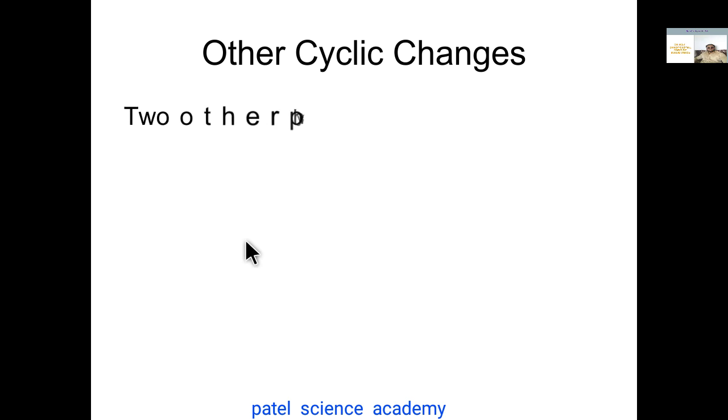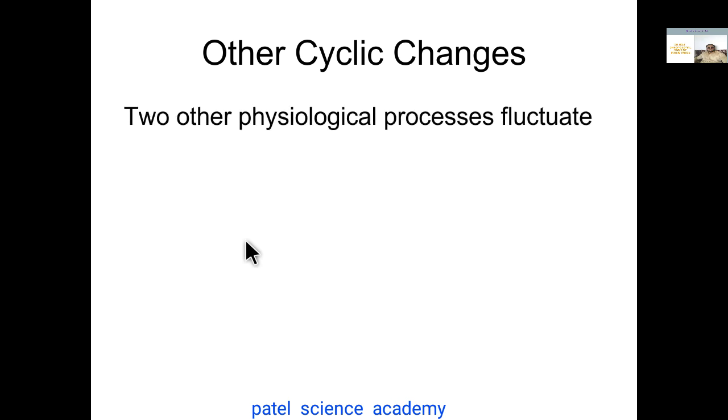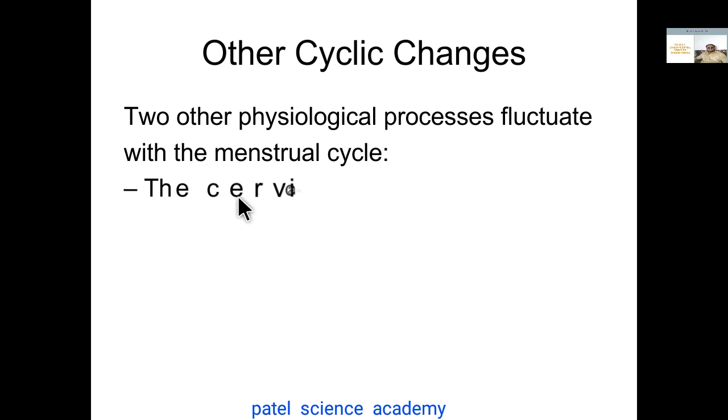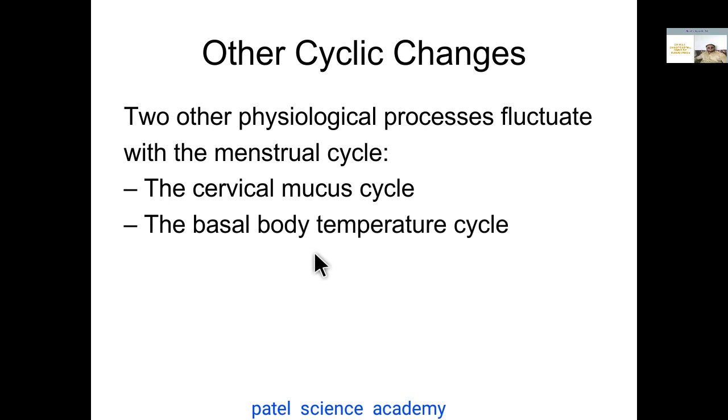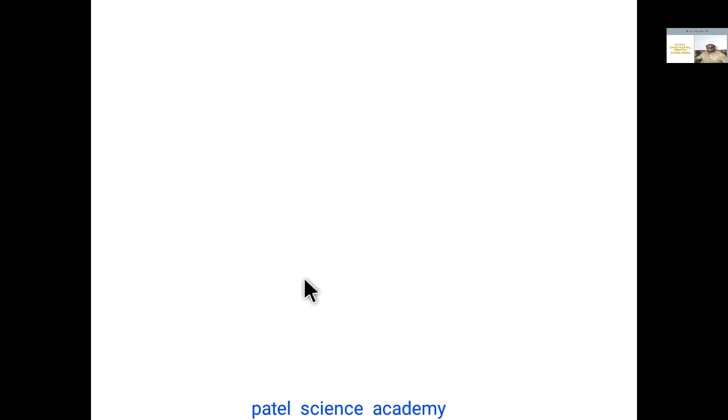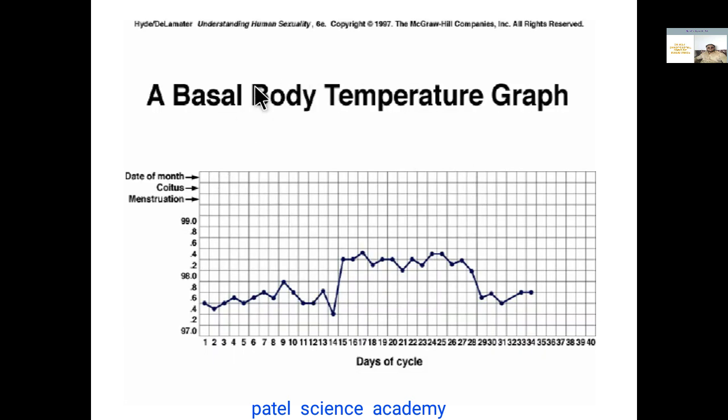Other cyclic changes take place in the female reproductive system. There are two other physiological processes that fluctuate with the menstrual cycle: the cervical mucus cycle and the basal body temperature cycle. This is the graph showing the basal body temperature. You can see here from day 1 to day 28, on average. This shows the day of the month, coitus, and the menstruation.